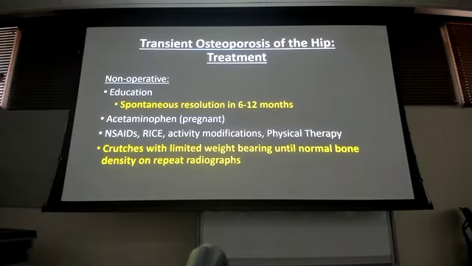Non-operative. So this is transient osteoporosis of the hip. Like I said when I started the topic, this comes, but it should go. As long as you do what's right, it should go. Otherwise, healthy person. So here's that nice little orthopedic rule: 6 to 12 months, spontaneous resolution.